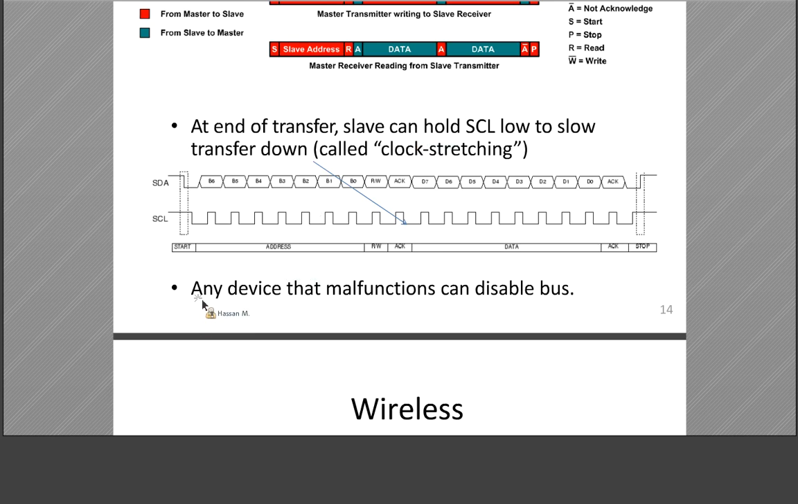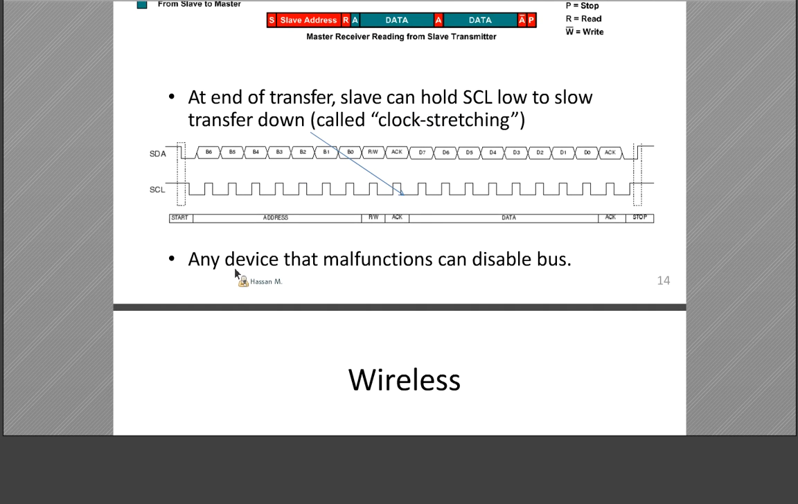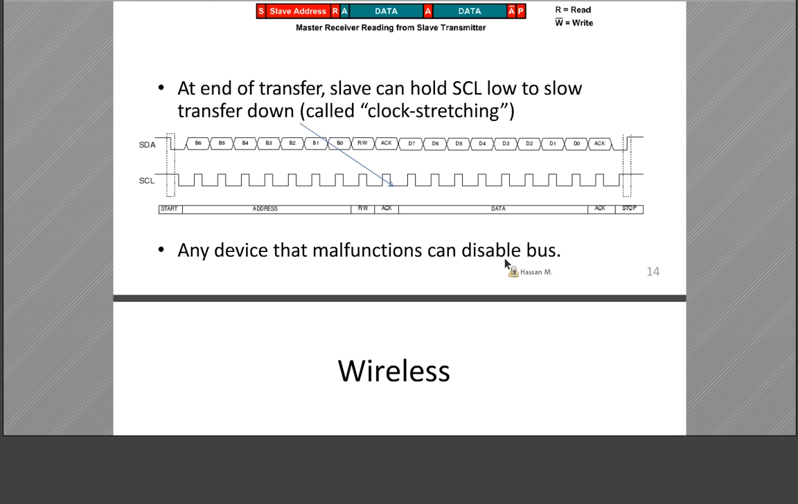Another one: any device on this shared I2C bus that malfunctions can disable the bus. For example, one of the sensors or peripherals may be working wrong, and that can disable the bus. For example, it pulls SCL to the ground. SCL is 0 all of the time, and you must troubleshoot the bus. That's right.